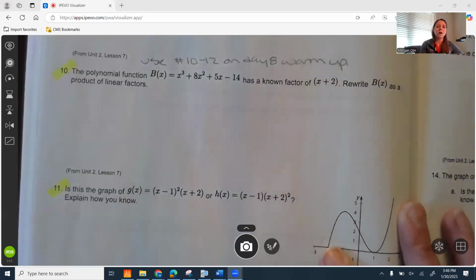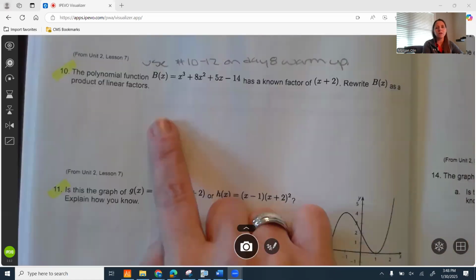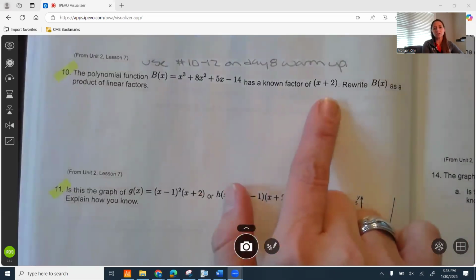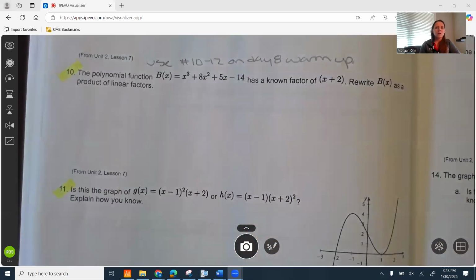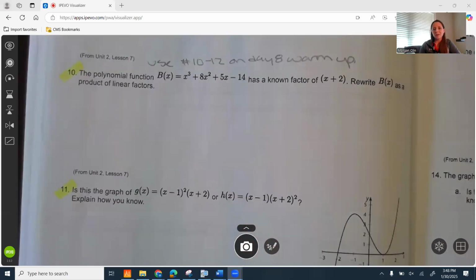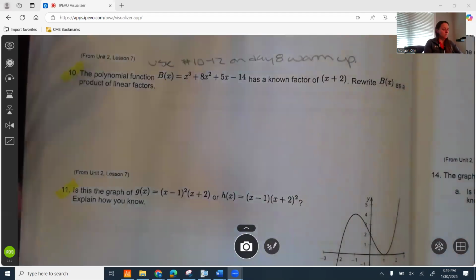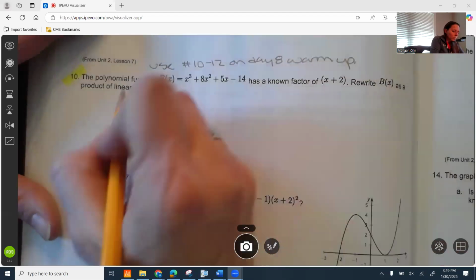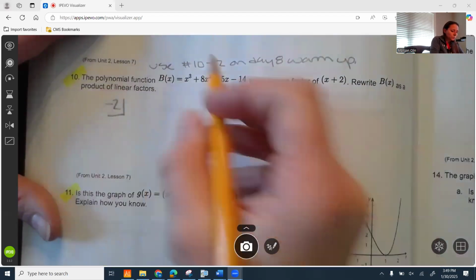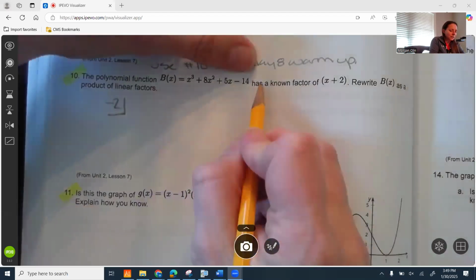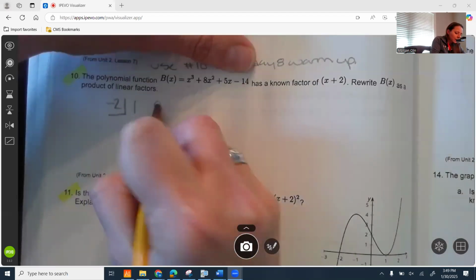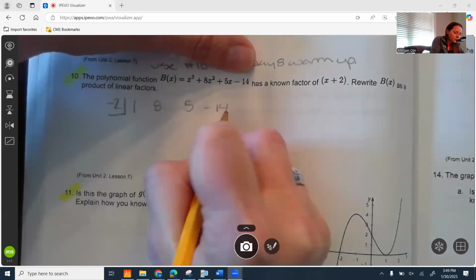Okay, number 10 says the polynomial function, right here, b of x, has a known factor of x plus 2. Rewrite b of x as a product of linear factors. Now, you could do this and you could actually divide by -2, all right? Or like synthetic division, we can do -2, all right? Remember x cubed, x squared, x, and then our constant: 1, 8, 5, and -14.